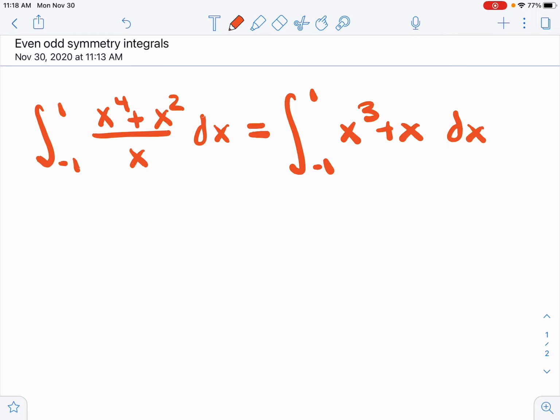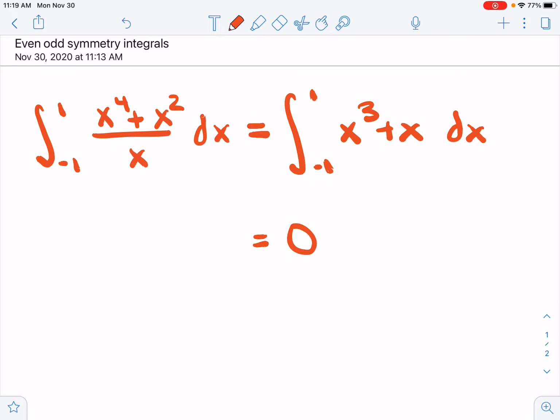So there we go. X to the fourth over x is x cubed. X squared over x is x. This is a simplified integrand now that we're working with, and we notice that there are only odd powers of x in there. This is an odd function. Odd means, we know the symmetry for odd, and because also this is an integral from -1 to 1, we know that this integrates to 0.